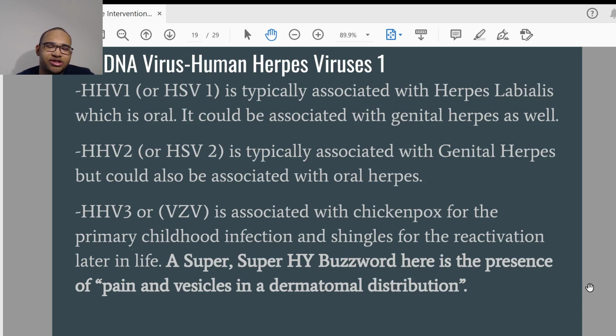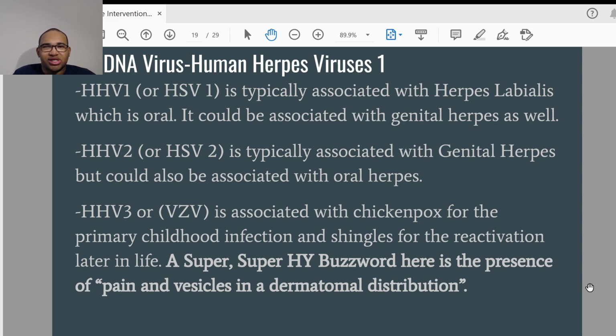And then the herpes viruses, right? So let's talk about these real quick. We have HHV1, that's HSV1, right? It causes herpes labialis, so oral herpes. It could also cause genital herpes as well, right? So don't completely hold to heart that Divine said that HHV1 only causes oral herpes. That's not true. It can also cause genital herpes. In fact, MBME questions have been known to show up where it was a genital herpes question and the correct answer was HSV1.